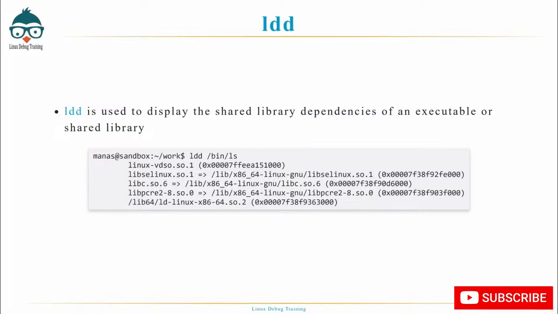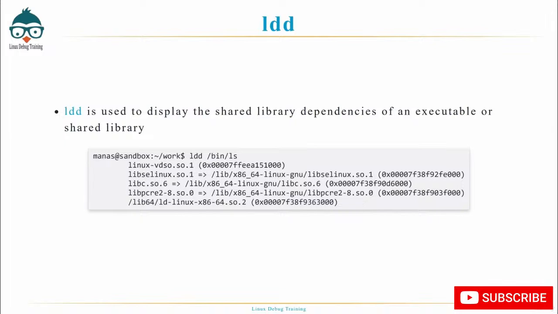LDD is used to display the shared library dependencies of an executable or shared library. It can often be useful for investigating issues associated with shared libraries. If a library is missing, for example, on the system, LDD will indicate this by showing a not found message next to the missing library.